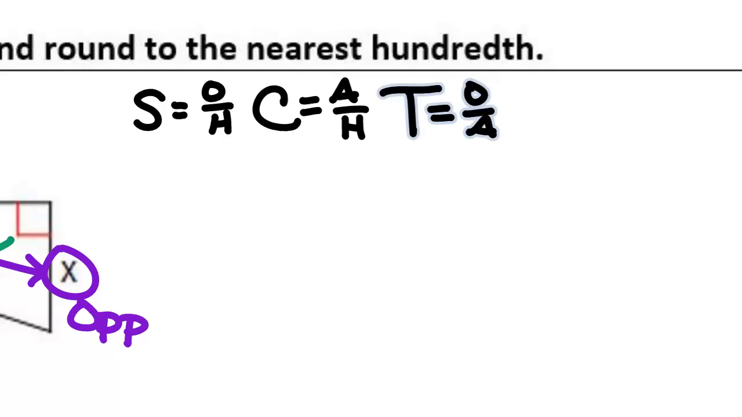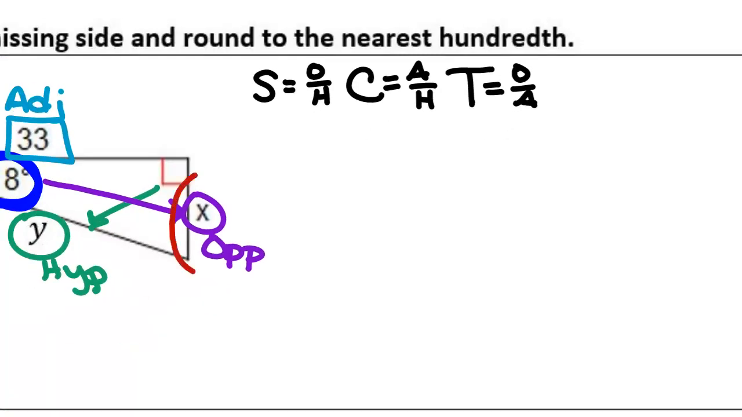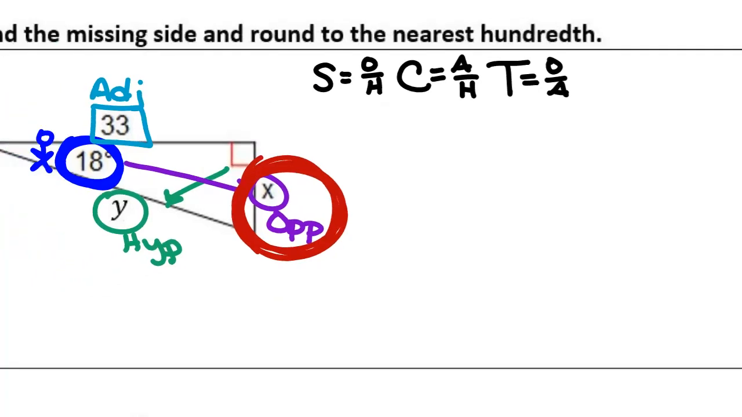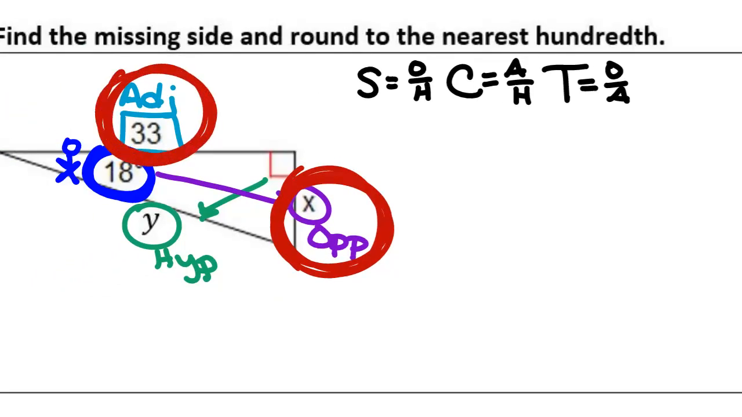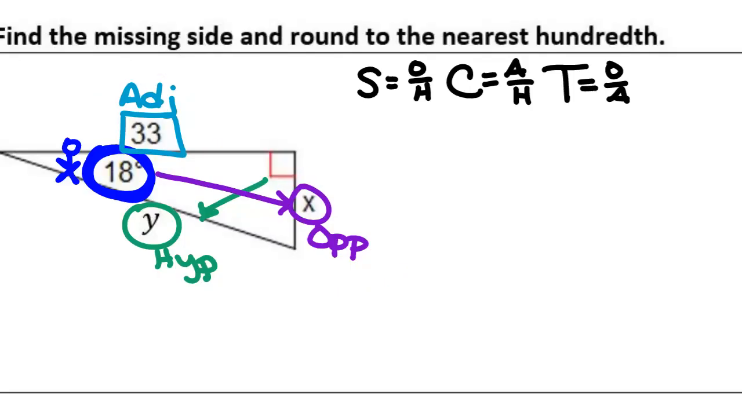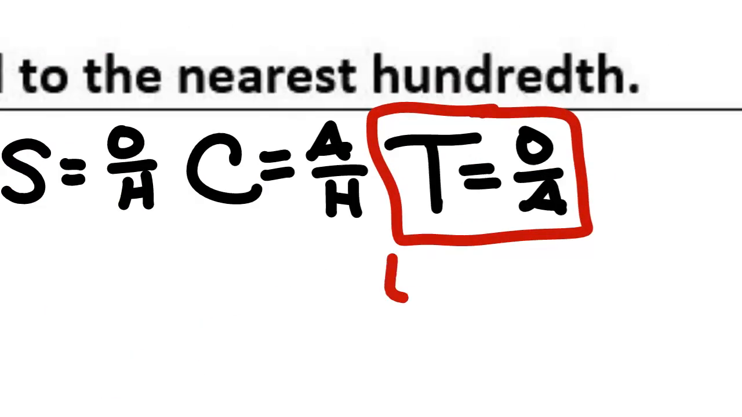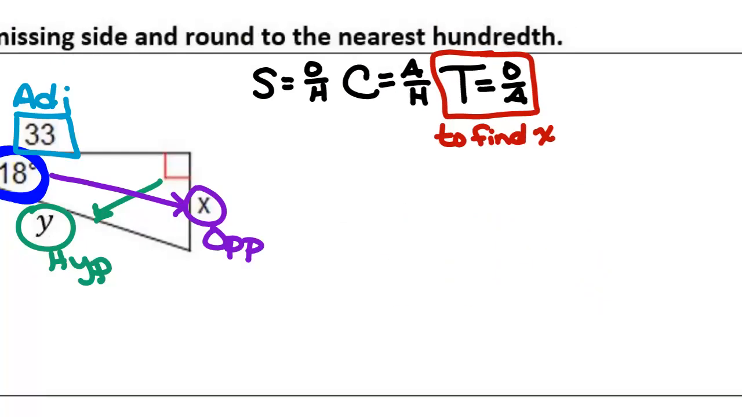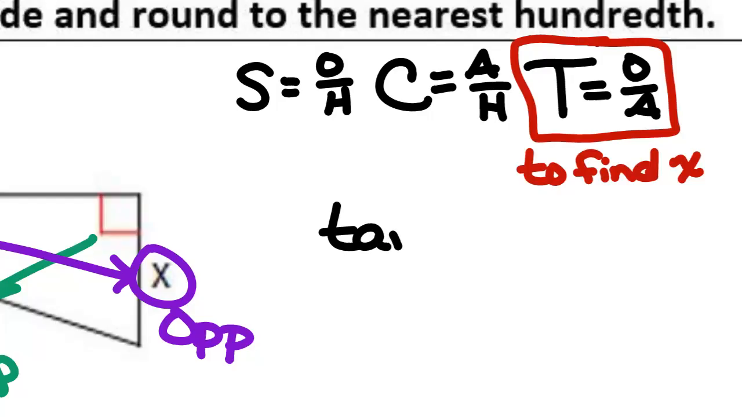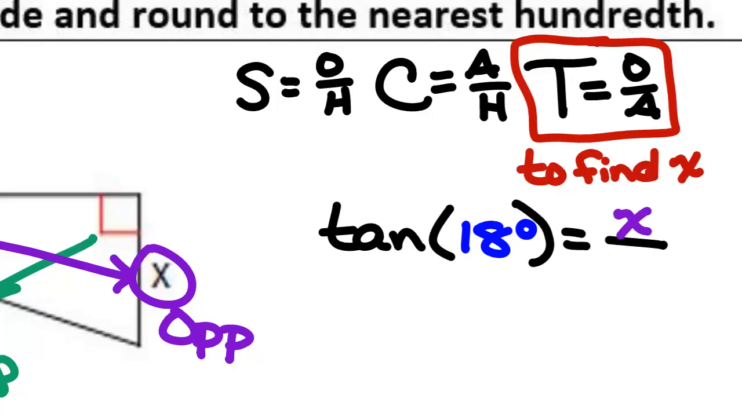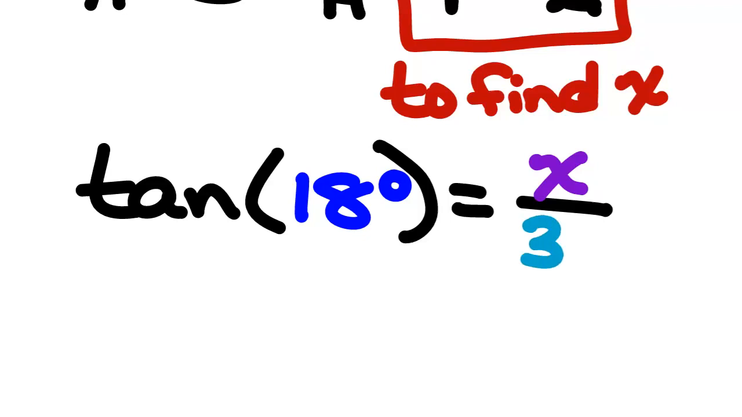Let's find x first. X is my opposite side, right? What's the only side that we actually have a number for? Adjacent. Which of those functions would I use if I have opposite and adjacent? Tangent. So we're going to use this to find x. So tangent of 18 degrees equals my opposite side, which is x, over my adjacent side, which is 33.